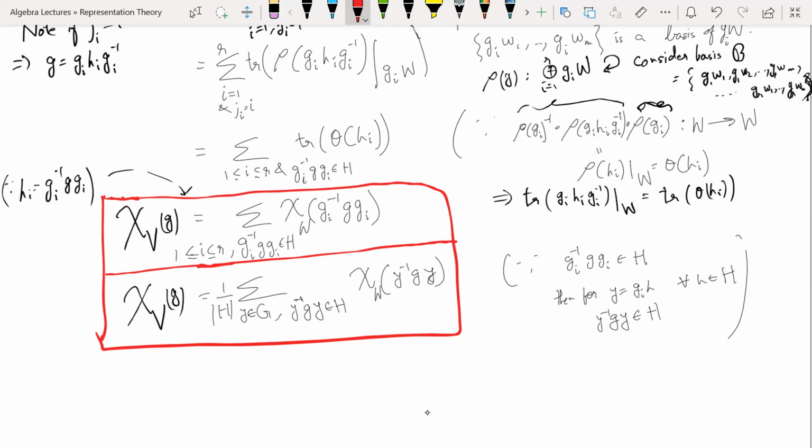So yeah, if the group is explicit, and you know the character, then of course you can use this formula to actually compute the induced character of the induced representation. Okay. Any questions or comments?